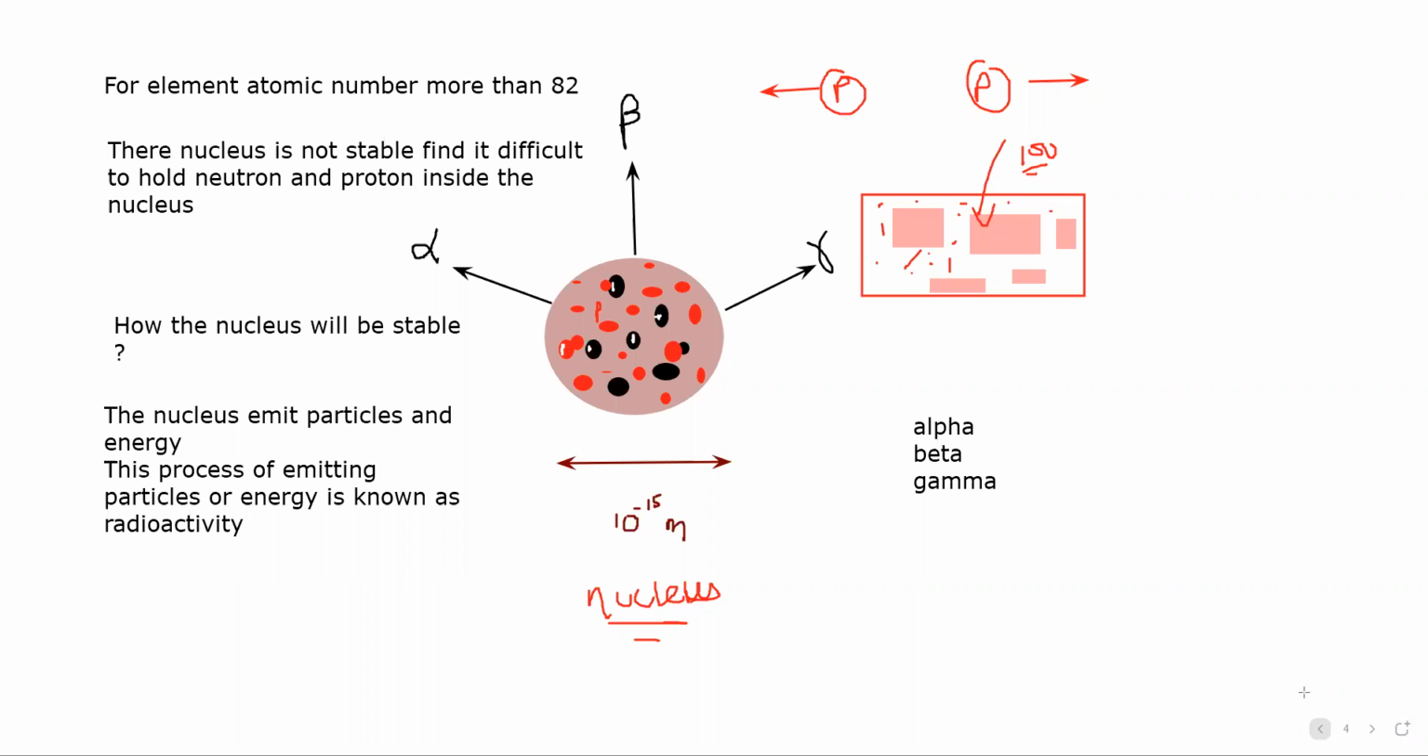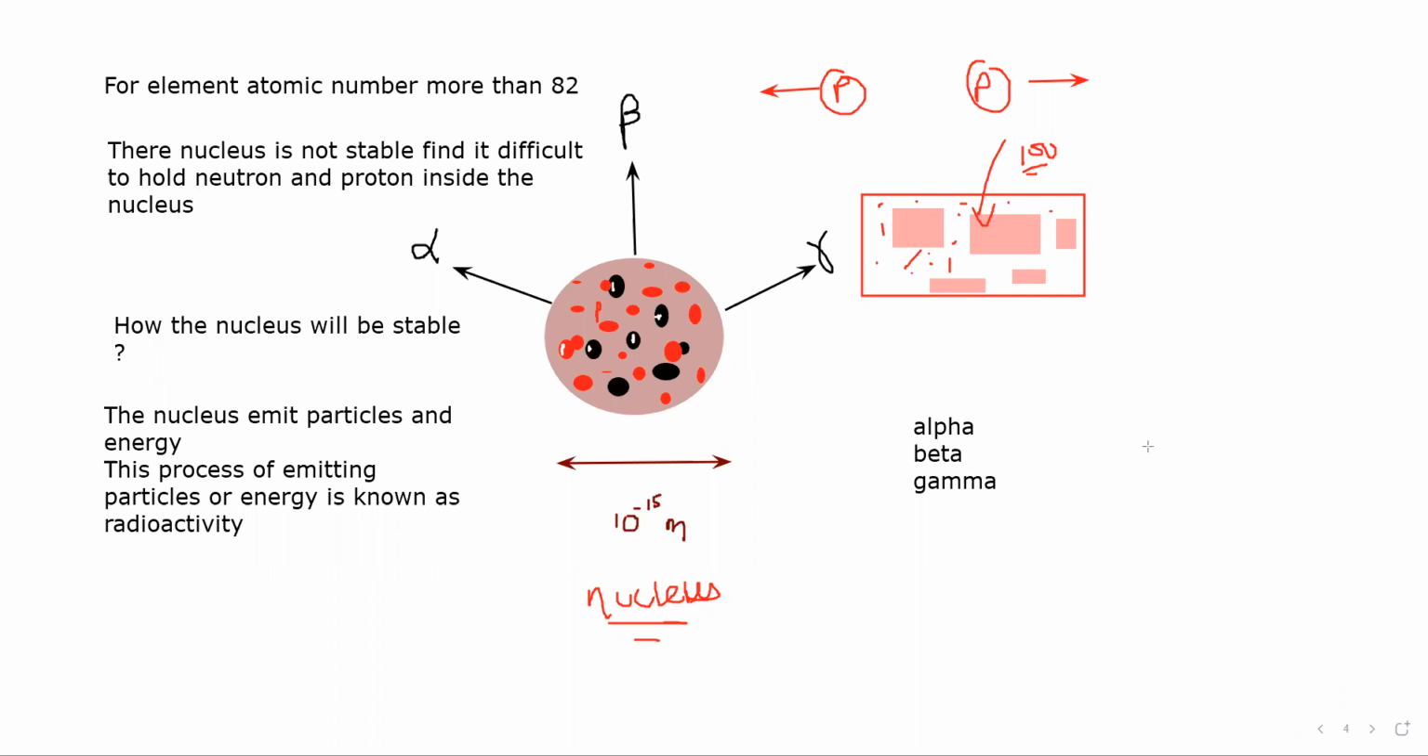So when an element or atom is emitting radiation, it is emitting protons and neutrons, so its atomic number is changing and its atomic mass is also changing, so it converts into another element. So when radioactivity occurs, the identity of the element is also changing.